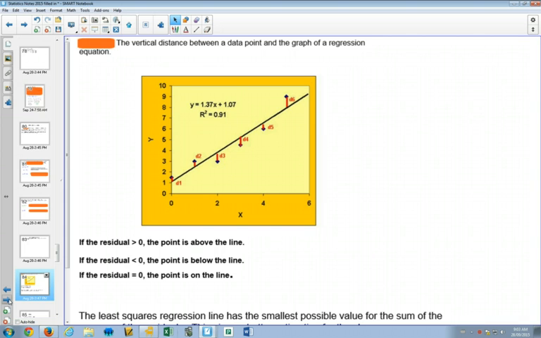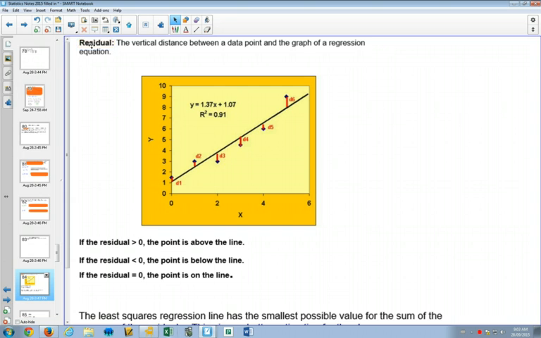And then if you take all those distances, some of them will be above the line, some of them will be below the line. So we square them in order to make them all positive. And then if you added all those squared things up, you want that squared number to be as small as possible, because then your line would be as close as possible.